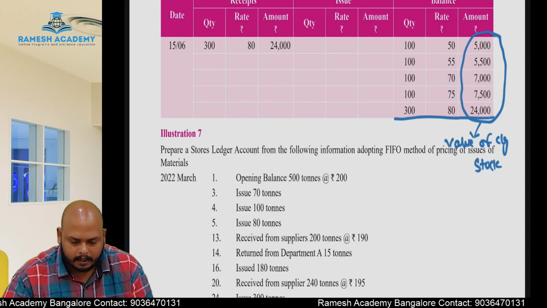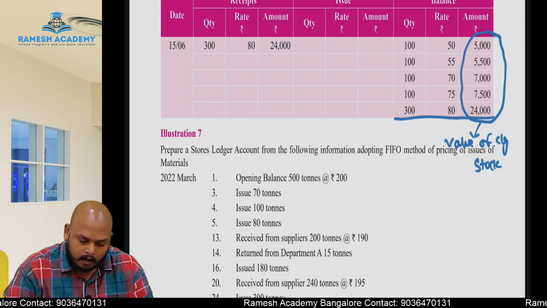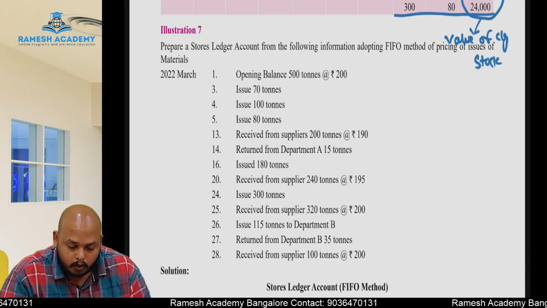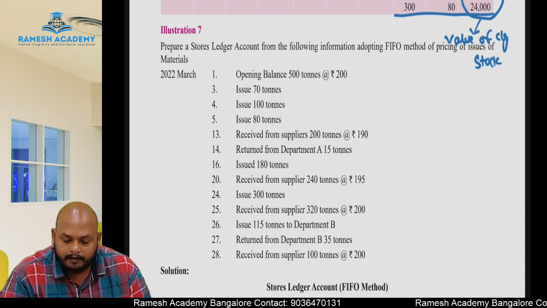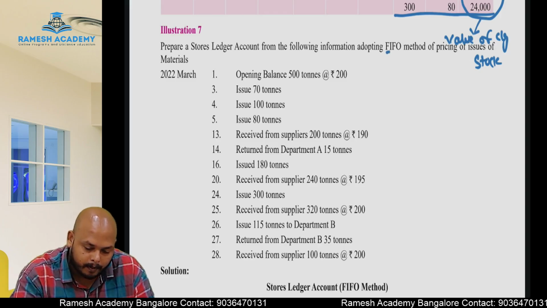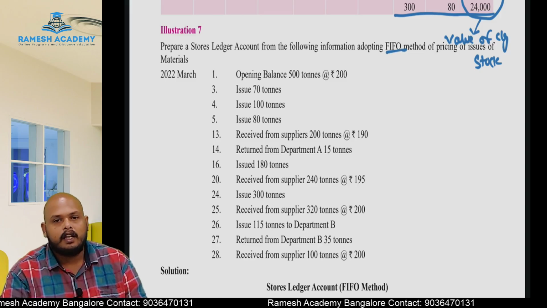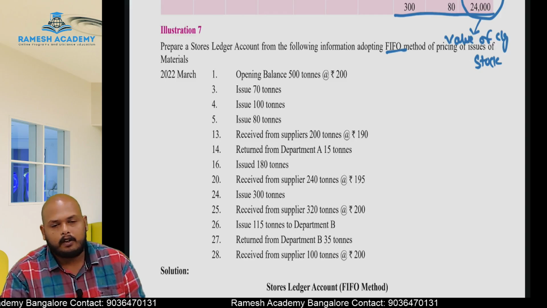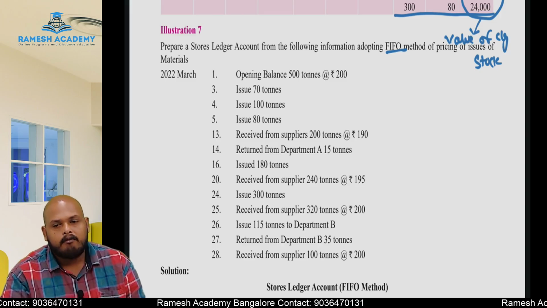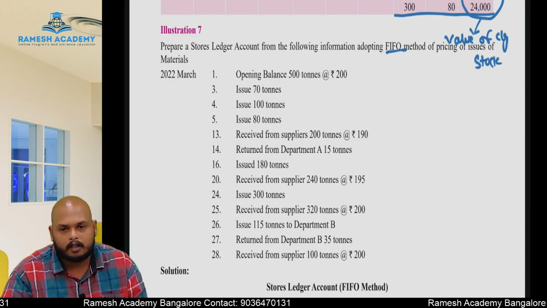Okay? Next, let us move on to illustration number 7. Prepare a stores ledger account from the following information adopting FIFO method of pricing issues of material. They are asking us to prepare on which method? FIFO, first in, first out. What is the difference between the previous question and this question? In the previous question, base stock is there. We are not touching the base stock when base stock is there. When base stock is not there, as usual, we can touch anything. We can issue first in, first out. Everything we can issue.